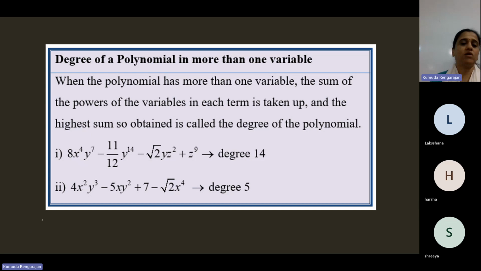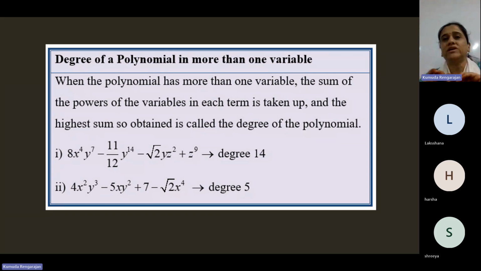So we have understood how to classify polynomials based on the degree and based on the number of terms. One term is monomial, two terms binomial, three terms trinomial, four terms quadrinomial. And then we also saw two additional terms, zero polynomial and constant polynomial. Zero is called the zero polynomial. All other non-zero real numbers are called constant polynomials.